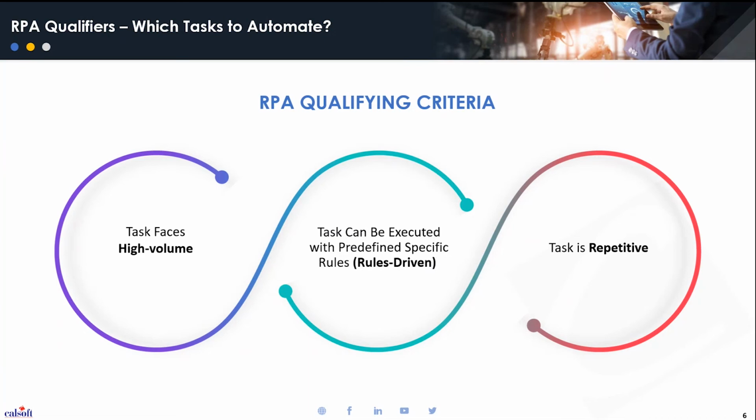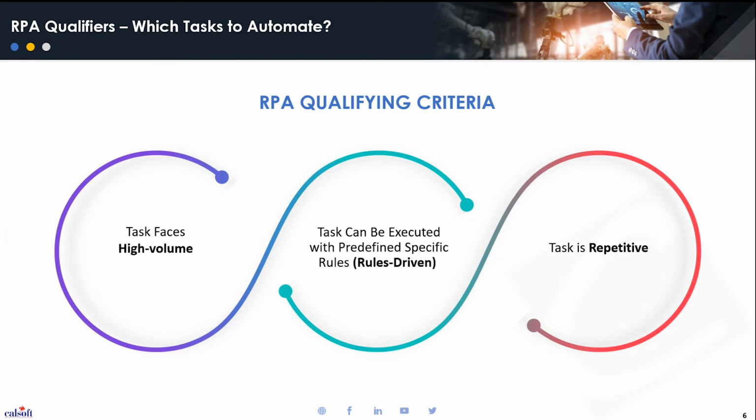The second criteria is the task should be getting executed with predefined specific rules. This is one of the most important rules. There should be no human intervention in the task execution process. The business rules that control the task execution should be well defined, and at no point during the task execution should human intervention be required to execute the task.